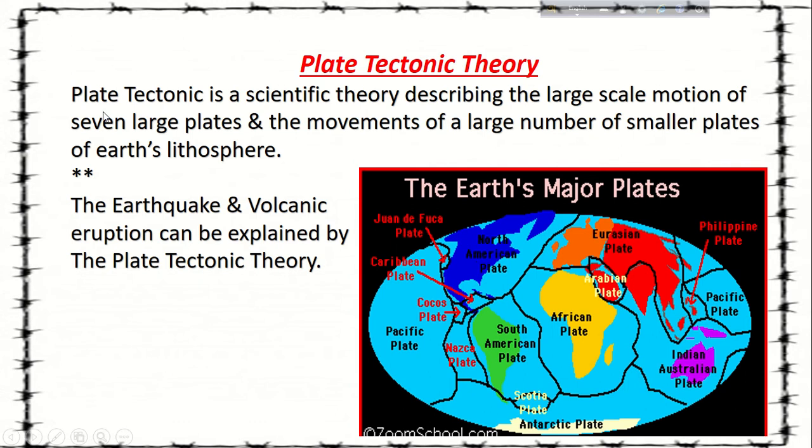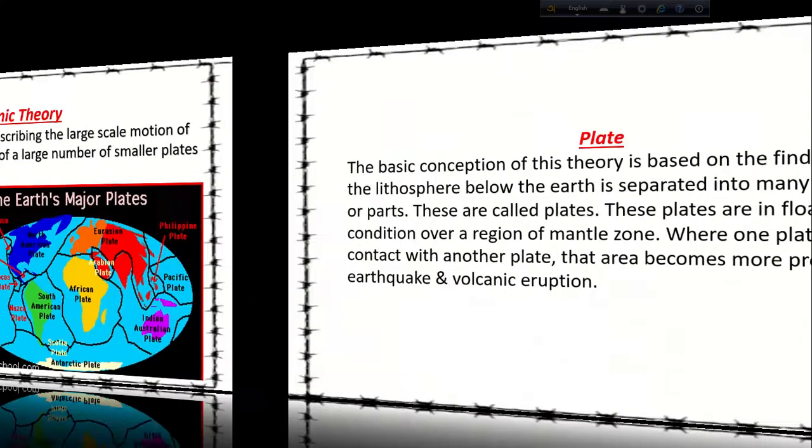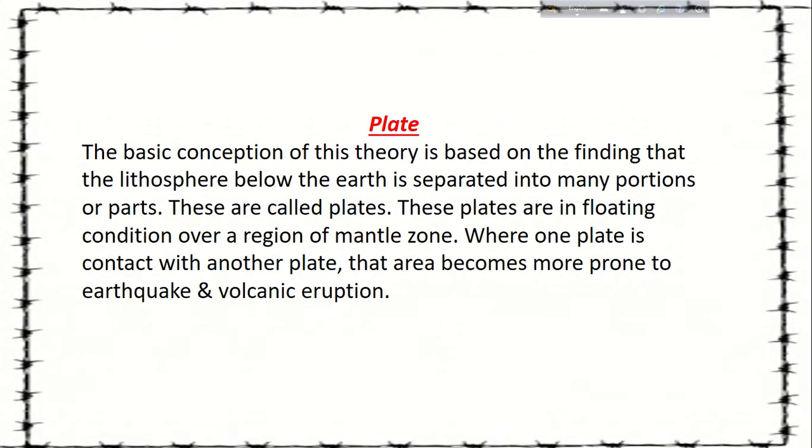So let's know, plate tectonic theory is a scientific theory describing the large scale motion of 7 large plates and the movements of a large number of smaller plates of the earth's surface. These large plates can be divided into smaller plates. In higher classes you will know enough. Now what is a plate?